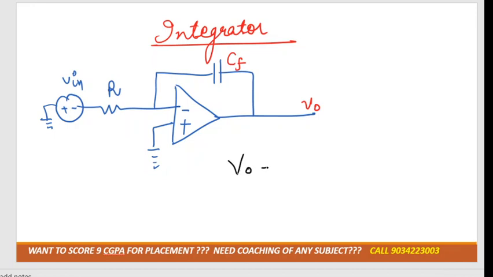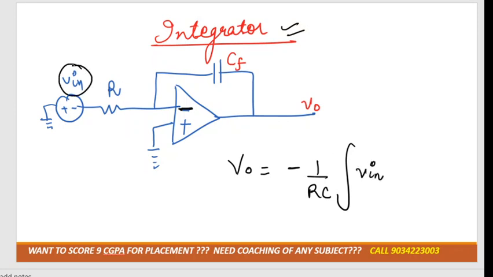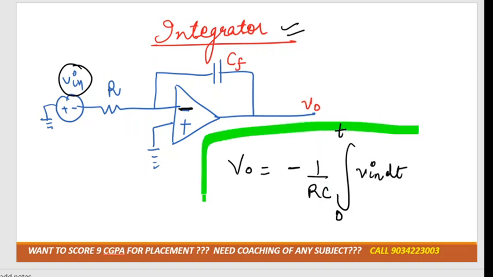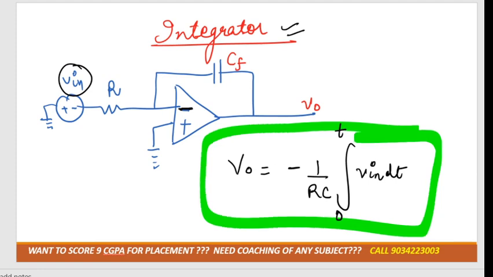So the final output voltage is minus. Why minus? Because we have connected to the negative terminal. 1 over RC, since it is an integrator, times the integration of the input voltage. The input voltage is V in, and the limits vary from 0 to T, dt. So this is our final output for V naught. This is how it is used as an integrator.